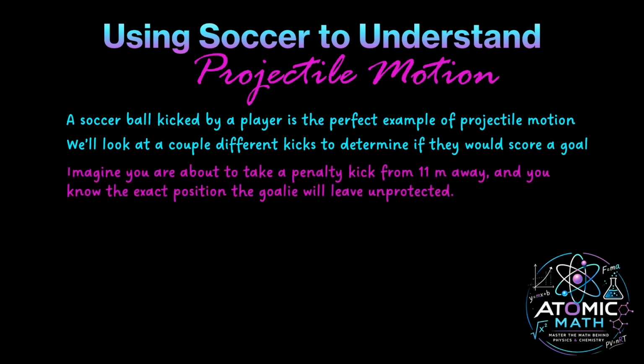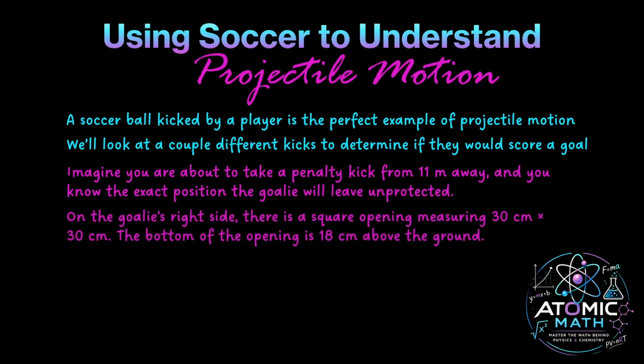Imagine you are about to take a penalty kick and you are 11 meters from the goal line. And you know the exact position that the goalie will leave unprotected. On the goalie's right side, there is a square opening measuring 30 centimeters by 30 centimeters. And you know from history that this spot is generally left unprotected. Now, the bottom of this opening is going to be 18 centimeters above the ground.